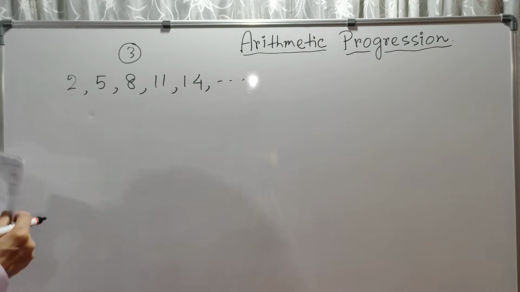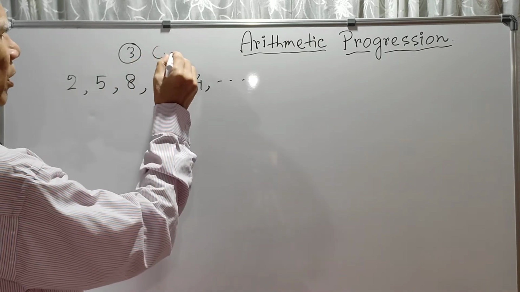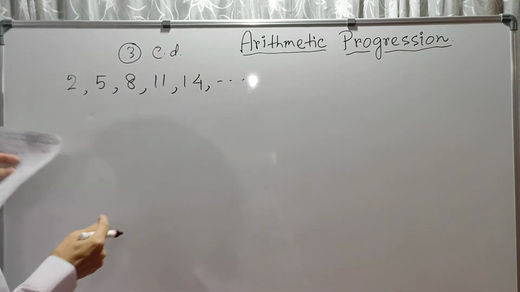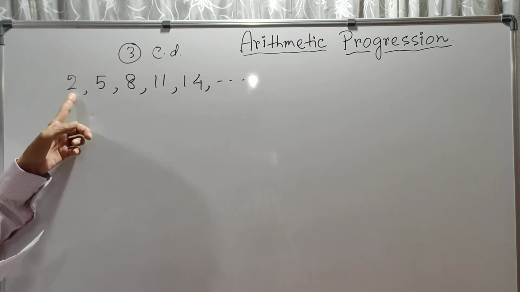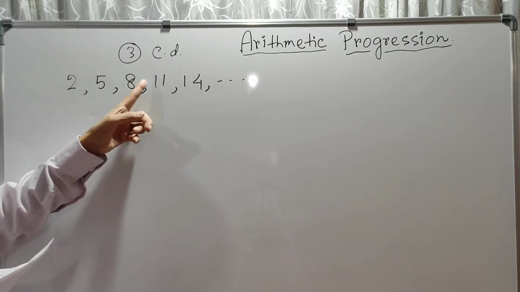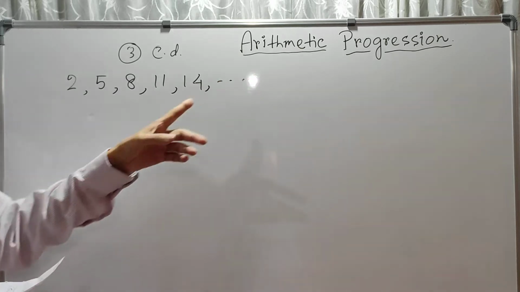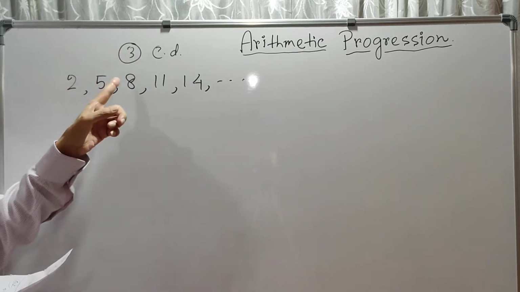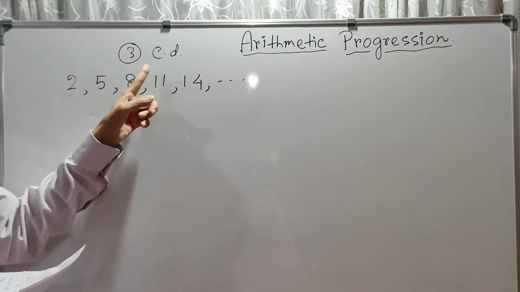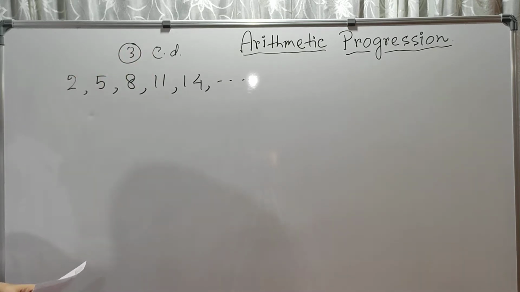Now, this 3 is called common difference. 2 is the first term, 5 is the second term, third term, fourth term, fifth term, sixth term. So, it will go on. And this 3, which we are adding to a certain number to get the next number, is called common difference.